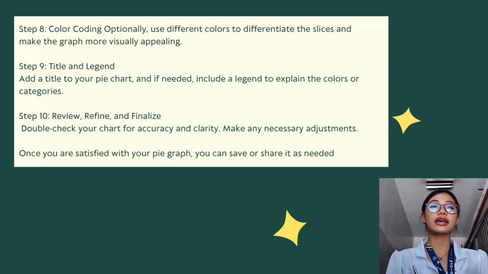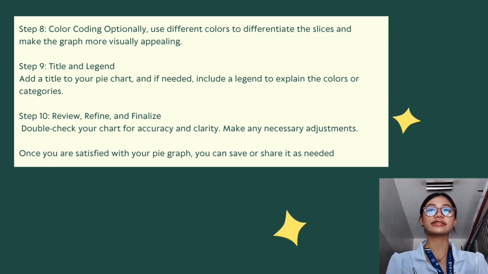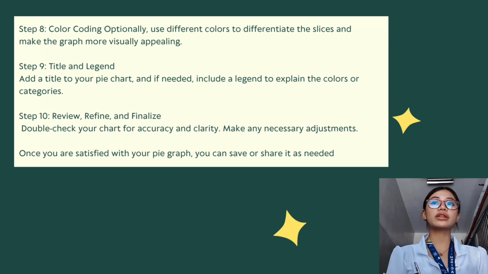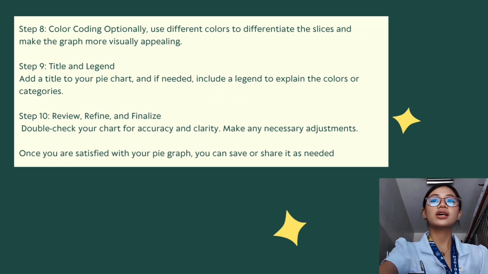Step 2 is to calculate the total. Step 3 is to calculate the percentages. Step 4 is the angle calculation. And step 5 is draw the circle. We start with a blank circle. You can use a protractor or specialized software for precision.